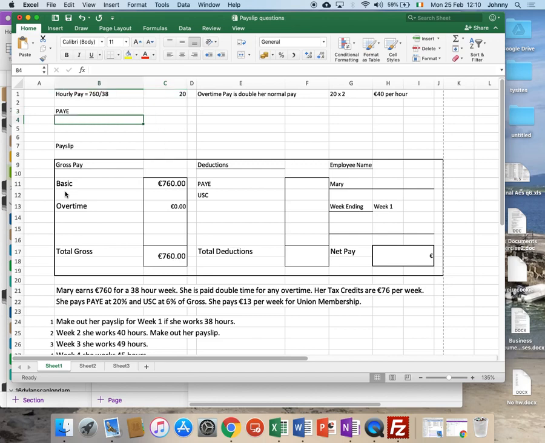So any suggestions? How do I calculate PAYE? Divide it by 10 and multiply by 2. Divide what by 10? Divide 760 by 10. So it's gross? Yeah, gross by 10 and then multiply by 2. Now it says here, PAYE is 20%. So it'll be gross multiplied by 20% first, okay? And then what I'll need to do is take away the discount that she gets on her tax. So I'll have to take away our tax credits.